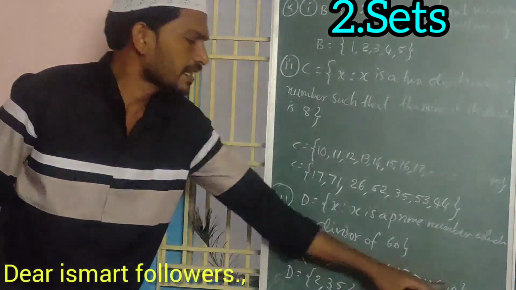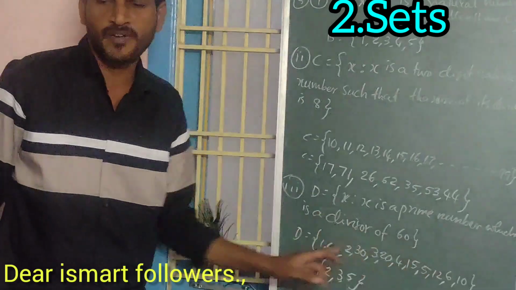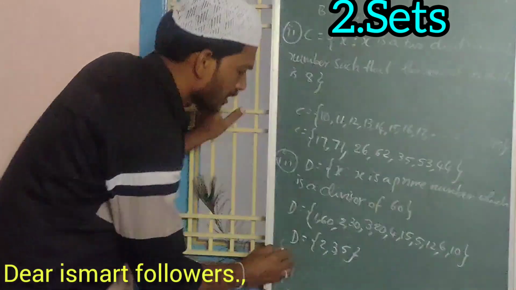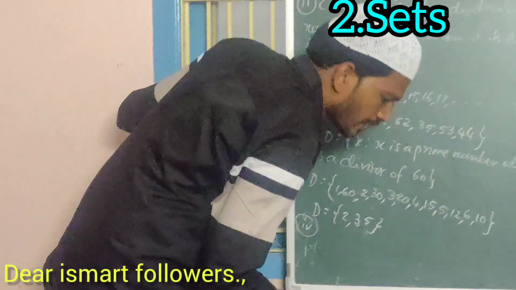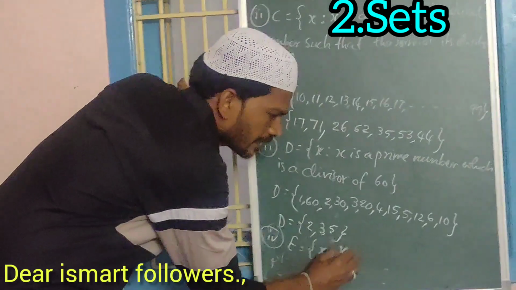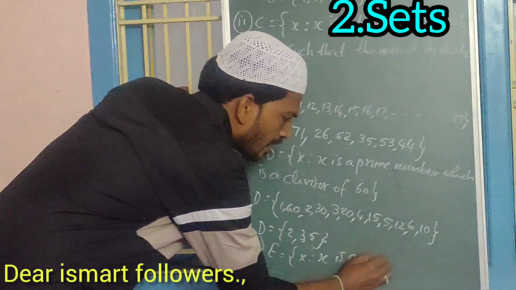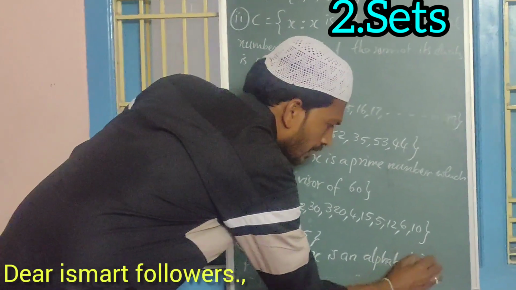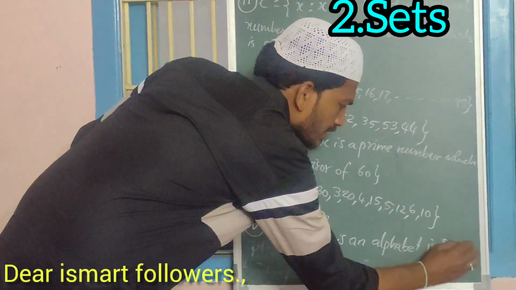So these are divisors, that means these are factors. In that we have to write only prime numbers. Next, E is equal to X such that X is an alphabet in the word better. Very easy, this one.